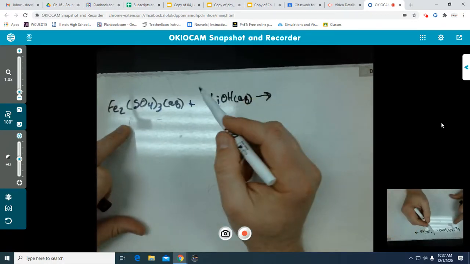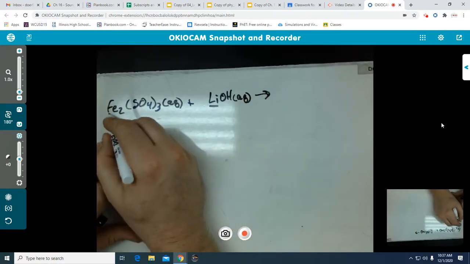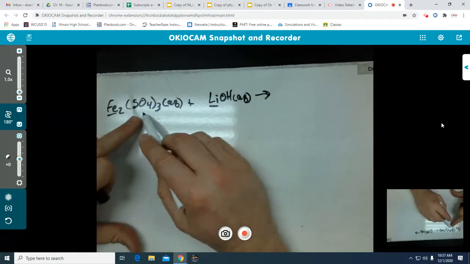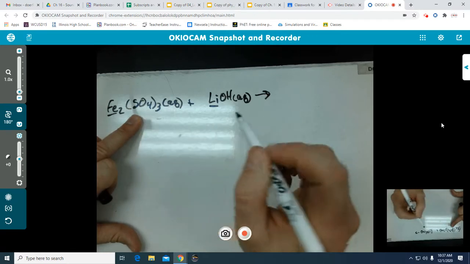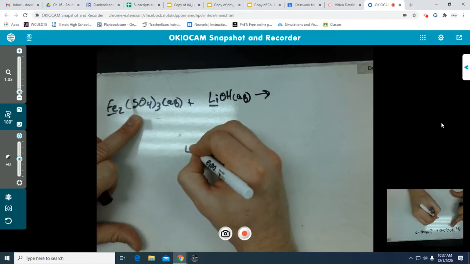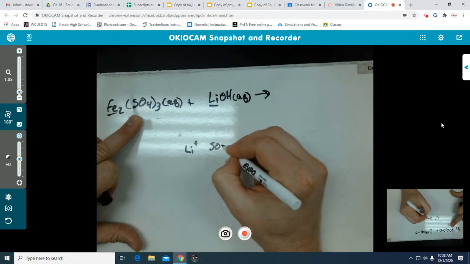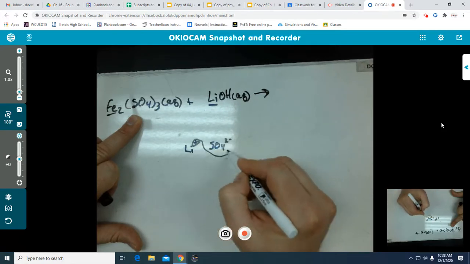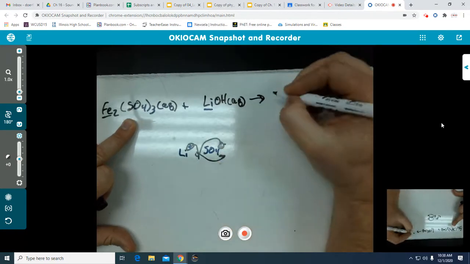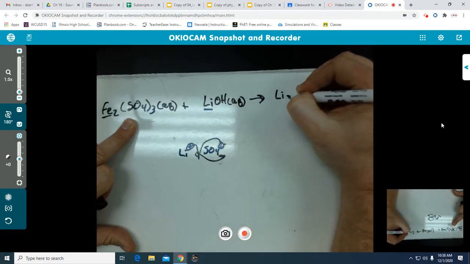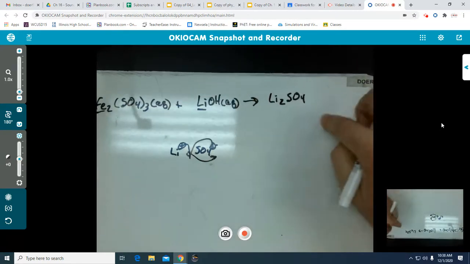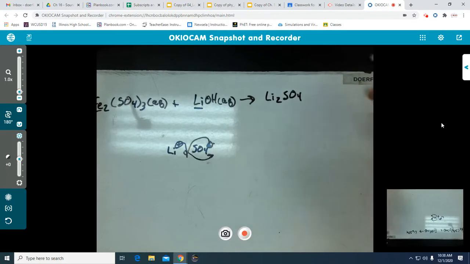Let's think about this. Lithium and iron are the cations. They're going to switch partners. So lithium is going to go and join sulfate. Now remember, lithium is a +1, sulfate is a -2. So when you do this, you're going to get Li2SO4. I'm not going to identify the species yet because I need to write down my second product.